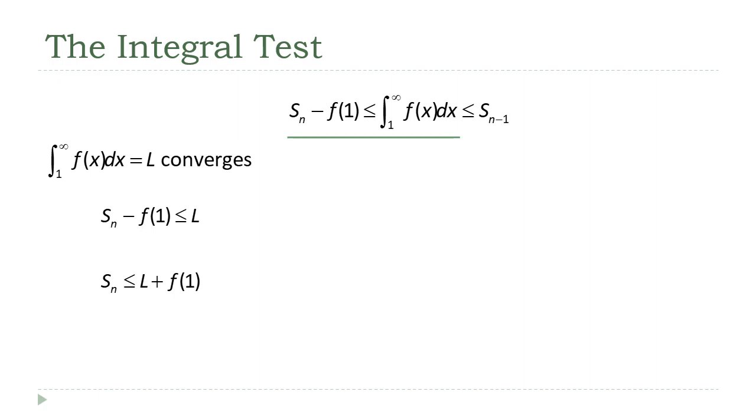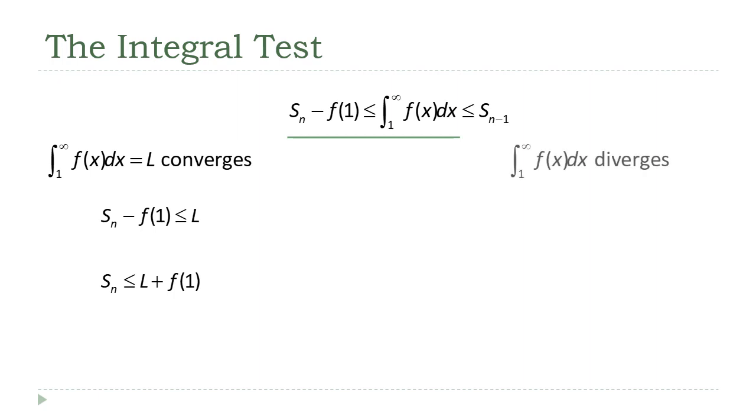So because the sequence of partial sums is monotonic and bounded, we saw a previous theorem a few lectures back, that means that this sequence is convergent. And if the sequence of partial sums converges, that's our definition for saying that the series converges. Okay, so that's the first half.